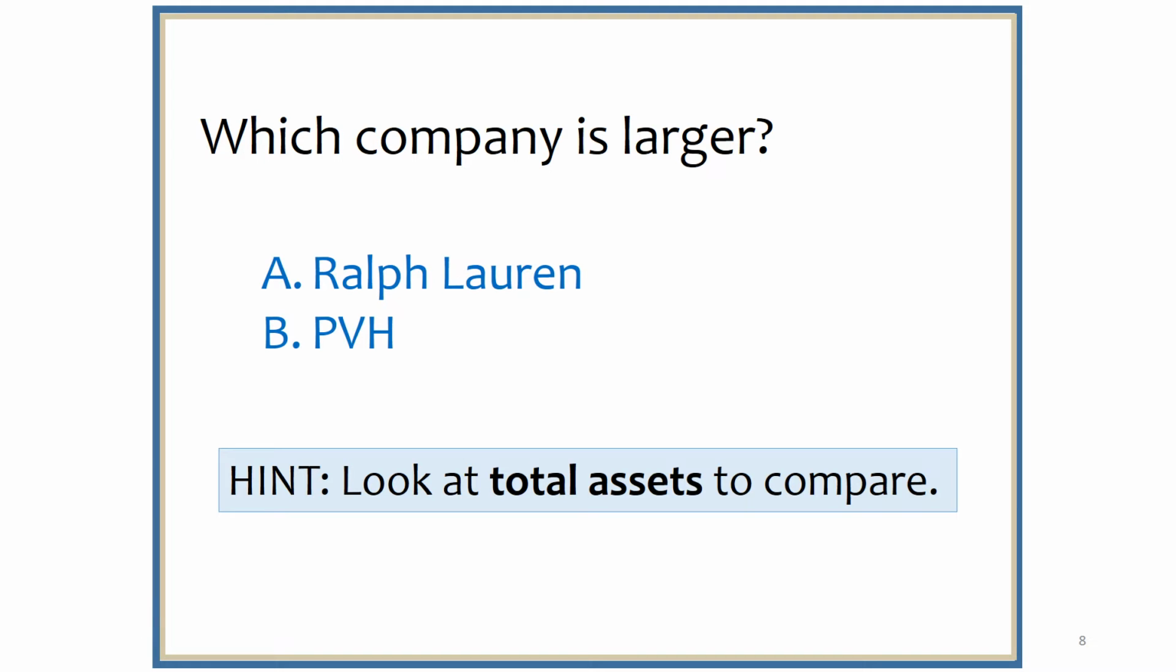Okay, so here is a question to think about how you analyze these financial statements. We want to figure out which company is larger, between Ralph Lauren and PVH. One good way to think about which is the larger company is to look at their assets. Remember how we talked about assets are what you own, and once you look at your liabilities, that's how you get to your equity. So the big piece of it is what do they own? So we want to look at their assets.